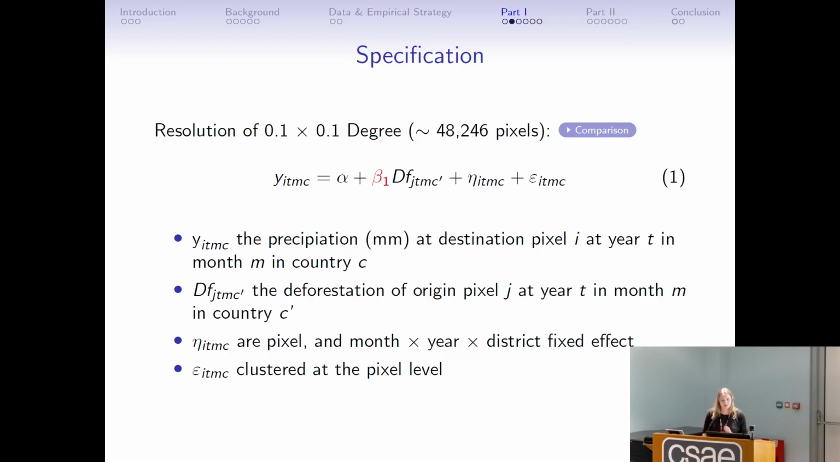Y is the precipitation in millimeters at destination pixel E at year T in month M and in country C, because we also have monthly resolution. We have the deforestation of origin pixel G at year T in month M and country C prime. So maybe the backward path can cross the borders, okay? We have pixel and month times year times district fixed effects, which is the most restrictive specification we could implement. And we cluster the standard errors at the pixel level.